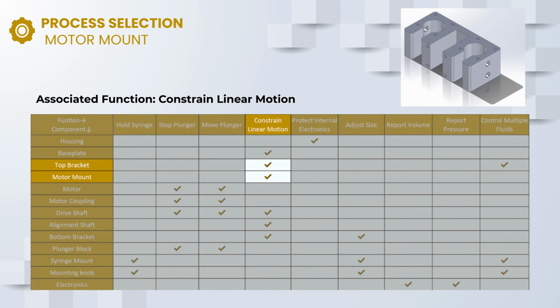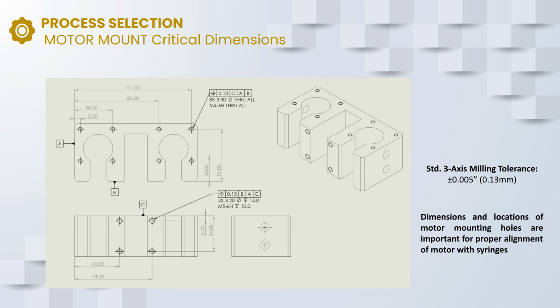The motor mount and the top bracket, which we combined during the design for assembly, has an important role of constraining linear motion, the most common function in the function component mapping matrix. Here are the major dimensions of the motor mount. The manufacturing tolerance selected is 0.005 inches, the standard manufacturing tolerance for 3-axis CNC machining.